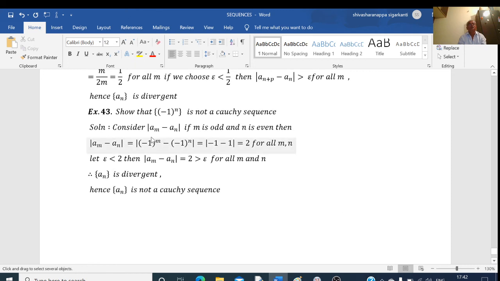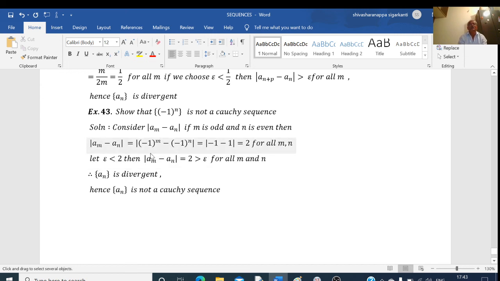One more example. Show that (-1)^n is not a Cauchy sequence. And if it is convergent, then we say that it is a Cauchy sequence. Otherwise, we say that it is not a Cauchy sequence. Now consider a_m minus a_n. So if m is odd and n is even, then if m is odd, this will become minus 1, and n is even, this will become plus 1. Minus 1 minus 1 is equal to minus 2. This is true for all such m and n.